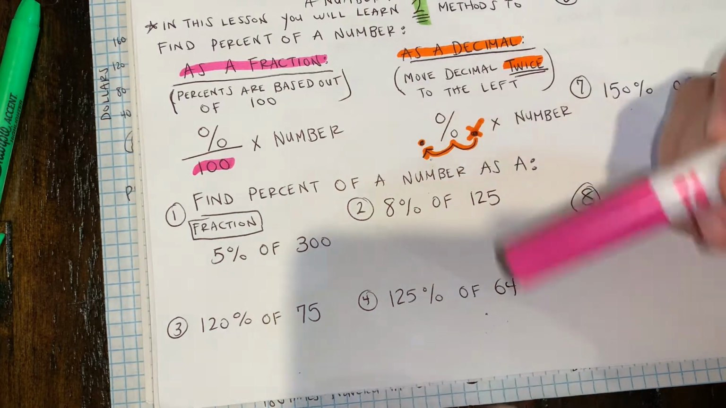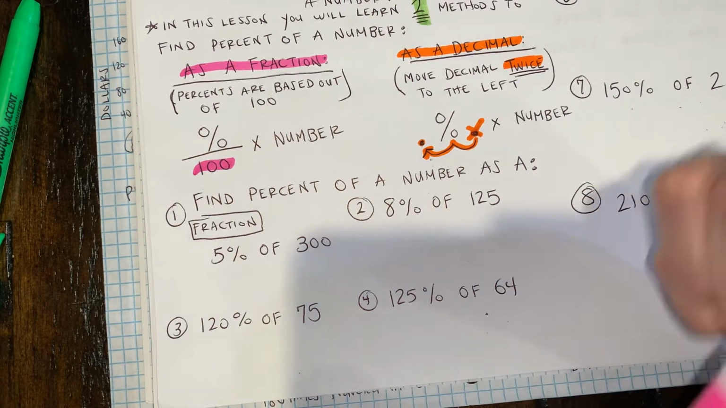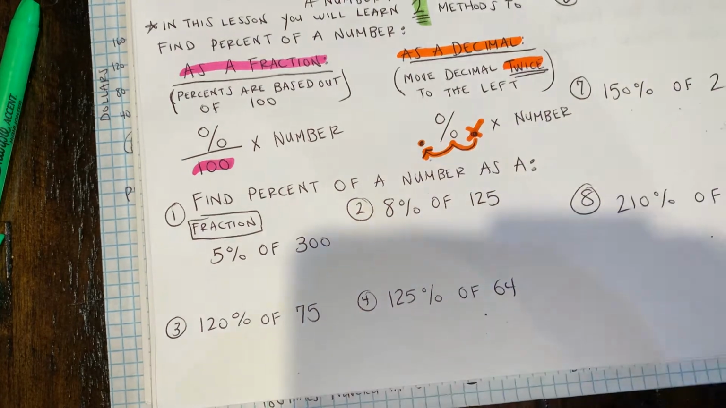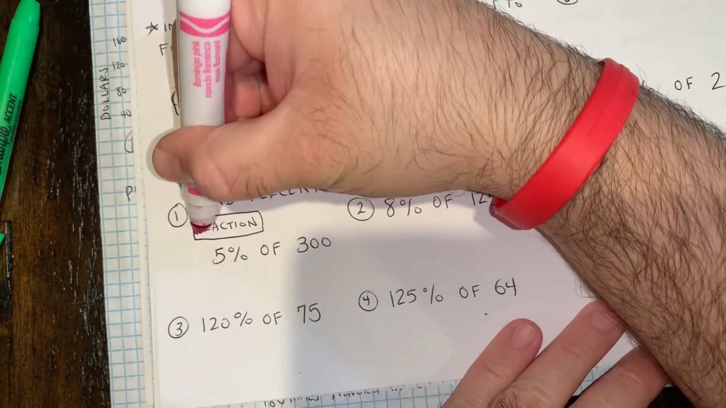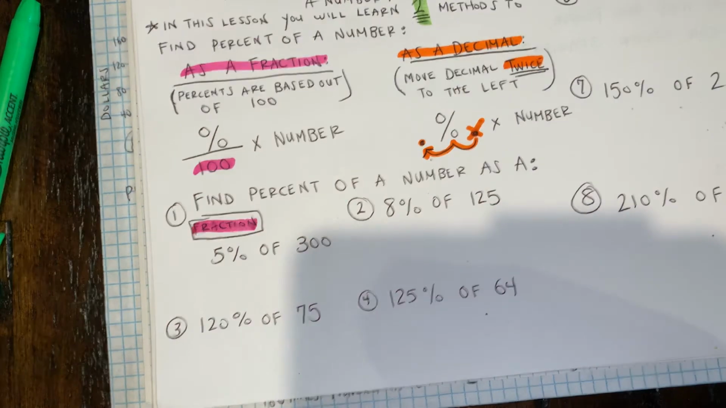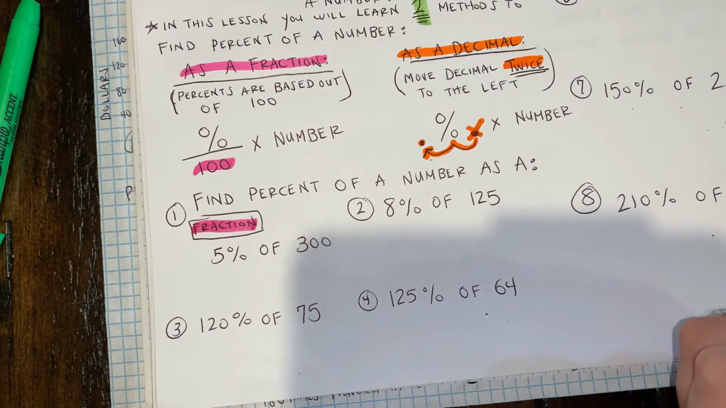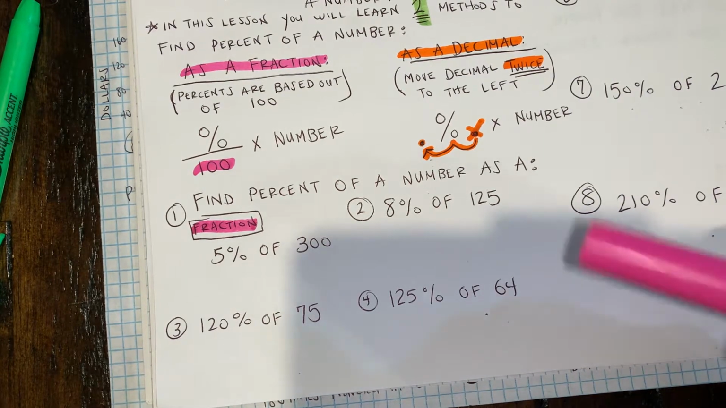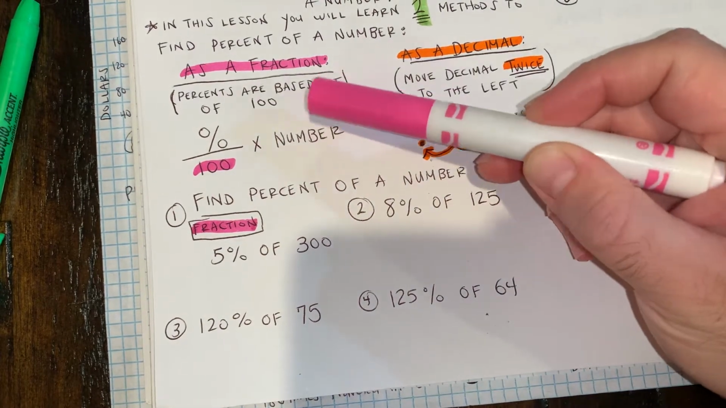So in this next part of the video, we're going to be finding percent of a number, and we're going to focus specifically on using it in a fraction format. So using fractions, we're going to be finding the percent of a number. Now, what you have to remember is percents are always based out of 100.